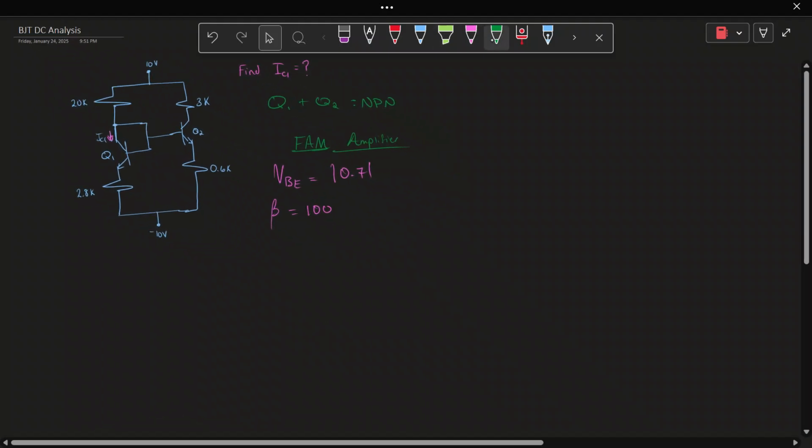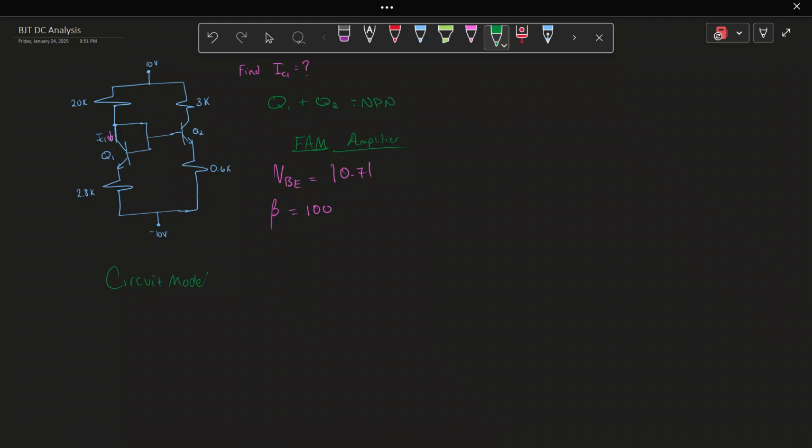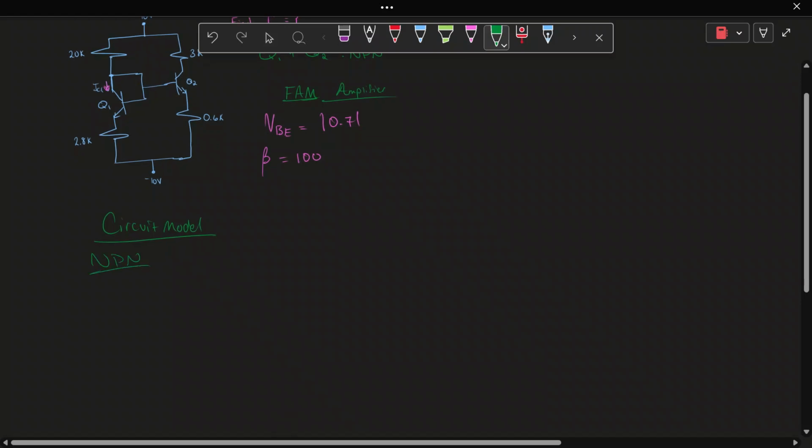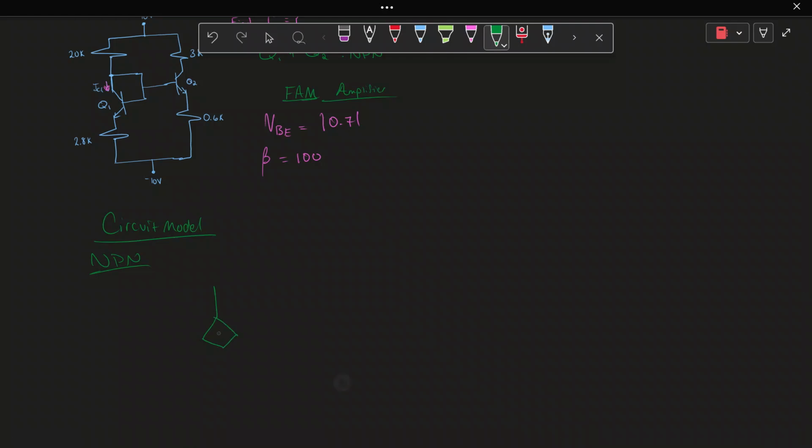And one other thing we have to make sure and write down is the circuit model for this. So the circuit model for an NPN transistor looks like this. It's going to have a dependent current source, which is your IC. It's going to be equal to beta times IB, the base current. And remember, this is the collector.